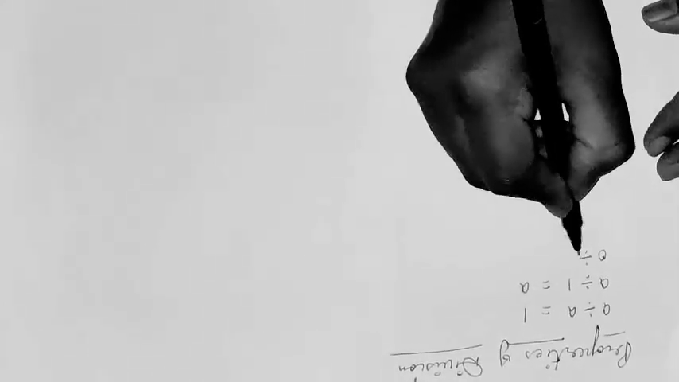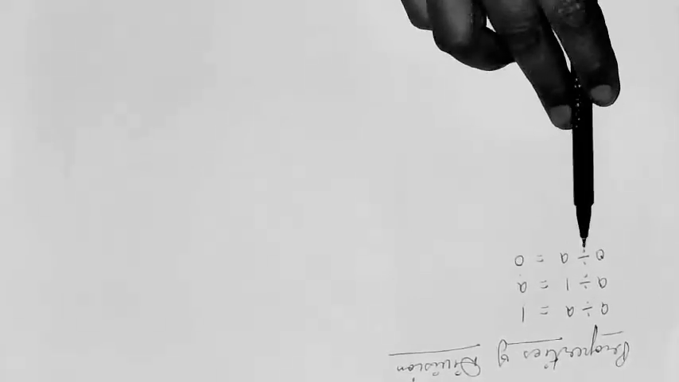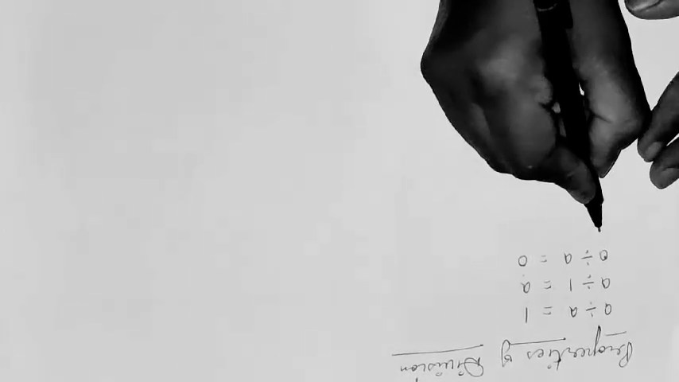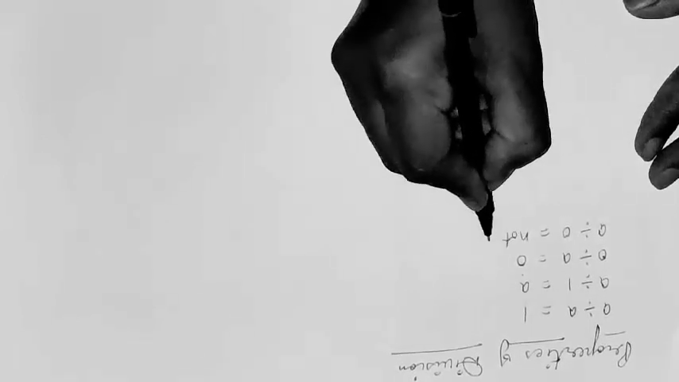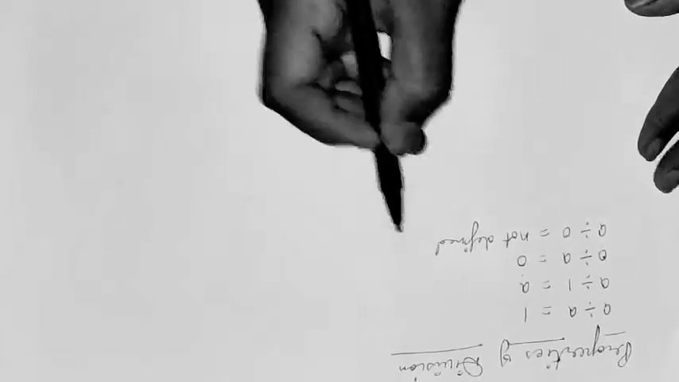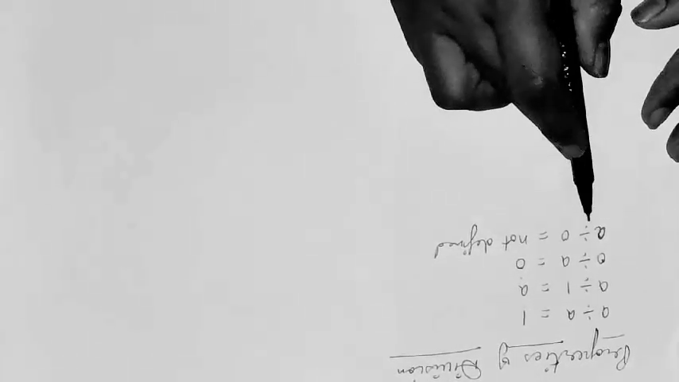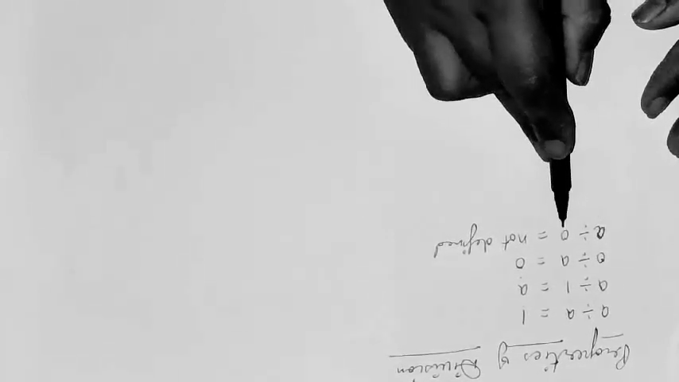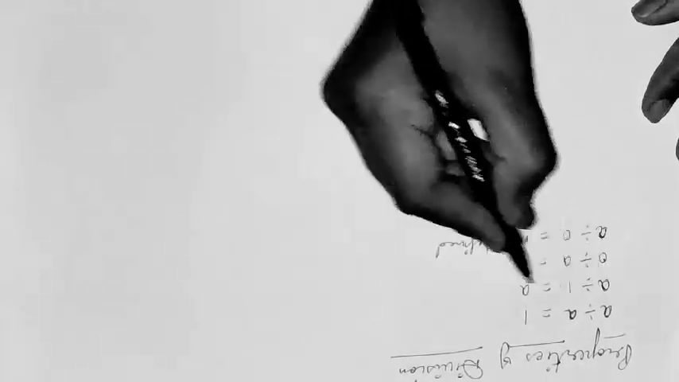Third, 0 divided by A will give us 0. That means if we divide 0 by any number, the result is 0. And last case, A divided by 0, this is not defined. Not defined means we cannot divide A by 0, or any number cannot be divided by 0. So these are the properties of division. This is A, don't take it as 0.